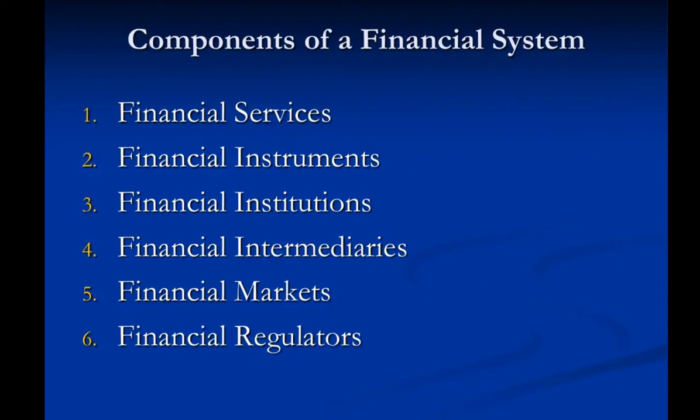Next, components of financial systems. So we have six components for a financial system: financial services, financial instruments, financial institutions, financial intermediaries, financial markets, and financial regulators. Financial services are provided by asset management and liability management companies. They help to get the required funds and also make sure that they are efficiently invested. Example: banking services, insurance services, and investment services.